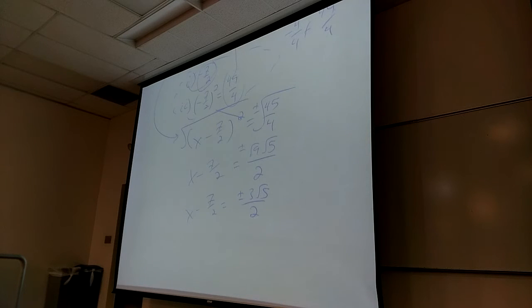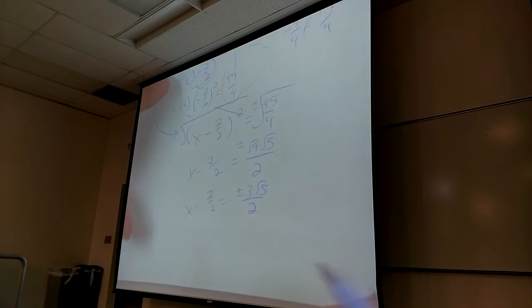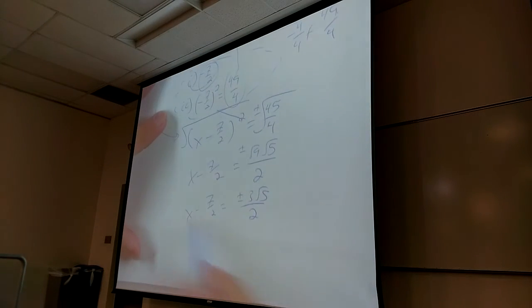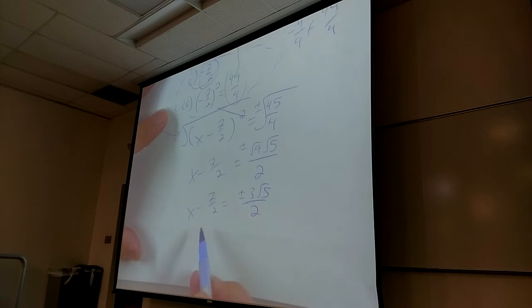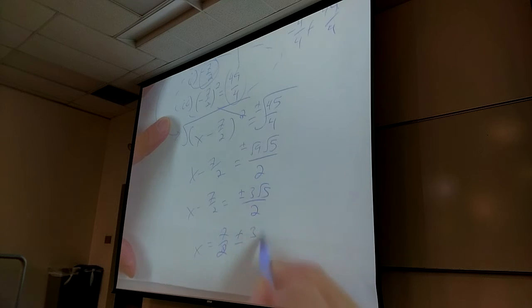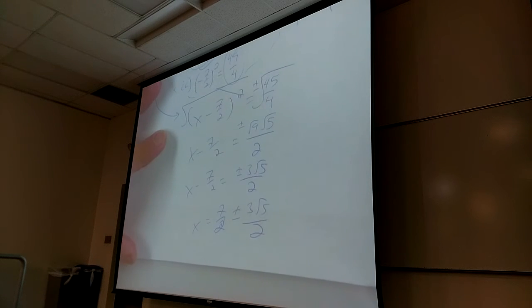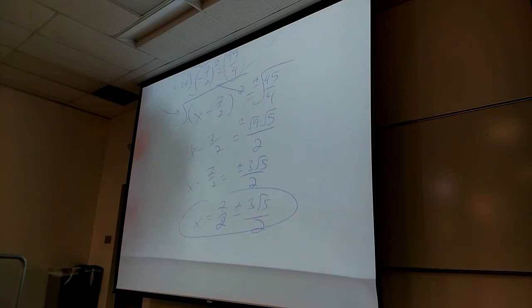If you have trouble with that, you better stop or get some help. And then the beautiful thing is, the last step, it looks like, oh, it's so disgusting. Well, what's the only thing I've got to do and be done? Add 7/2. And then I'm done, because I got x by itself.